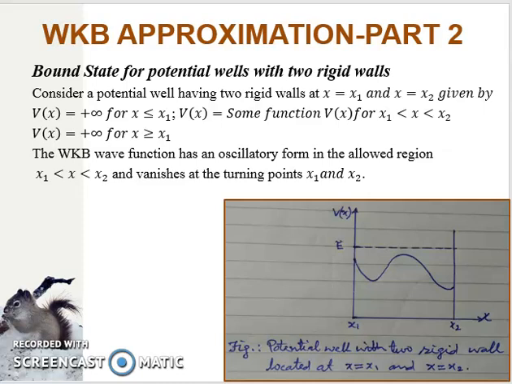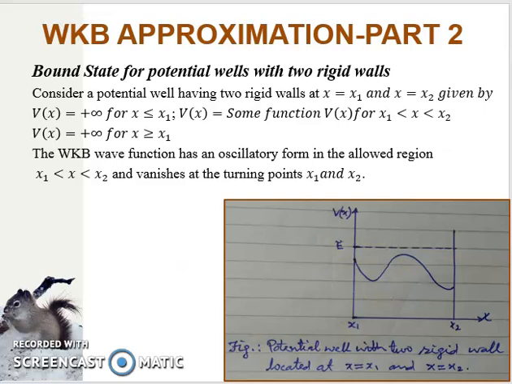Now we will consider the bound states for potential wells with two rigid walls. यहाँ picture में देख सकते हैं point x1 और x2 पर wall है, where the potential takes infinite values beyond which, and in between ये Vx का प्लॉट है, जो कि ये वेरिएशन, ये जो कर्वेचर है, this shows the variation of V with respect to x, and this is the kinetic energy of the incident particle. So we have explained the things here, Vx, and to remind you once again, the wave function has an oscillatory form in this allowed region, and x1 and x2 being the classical turning points.